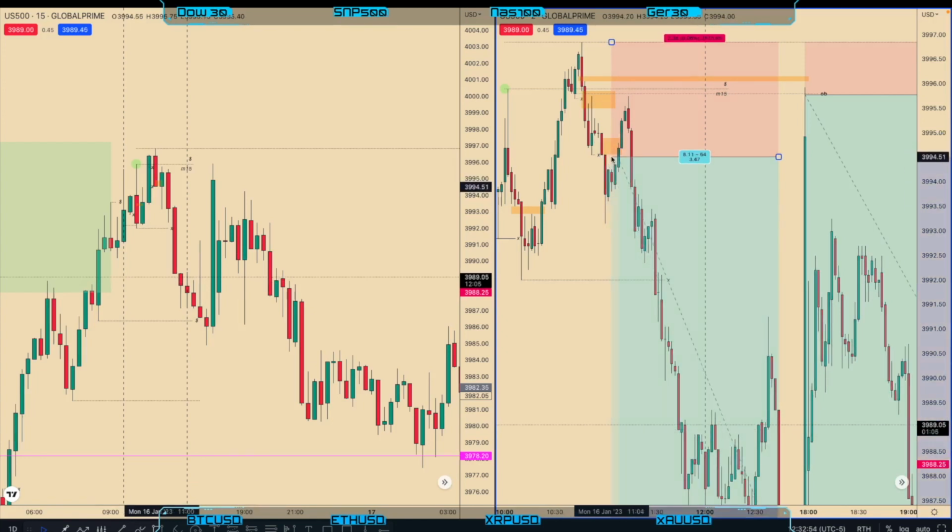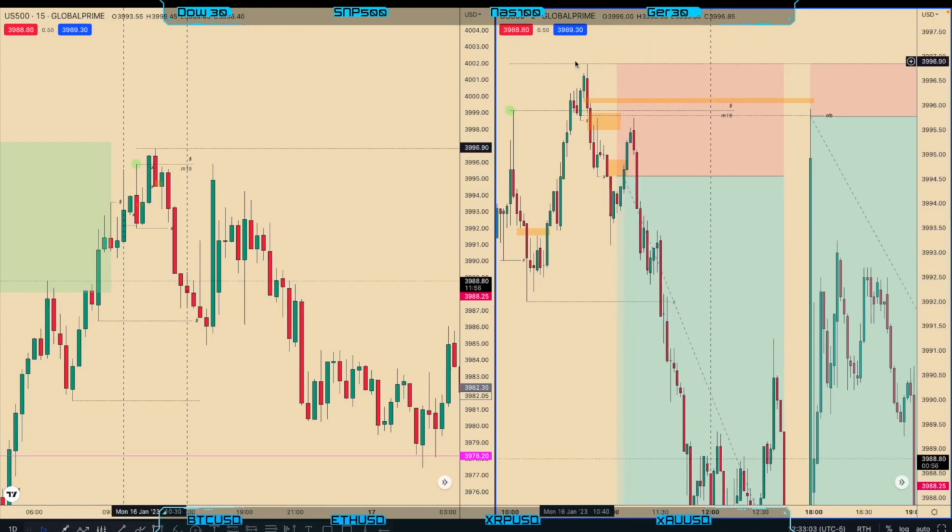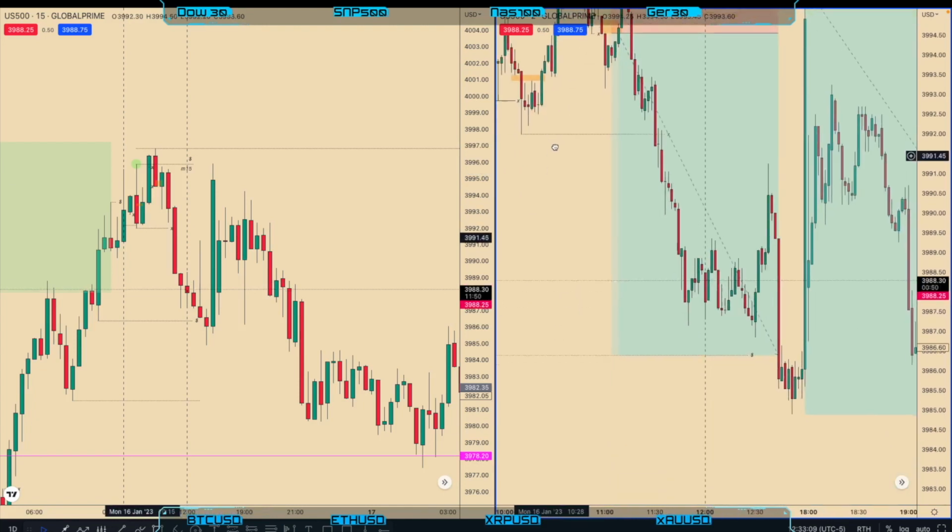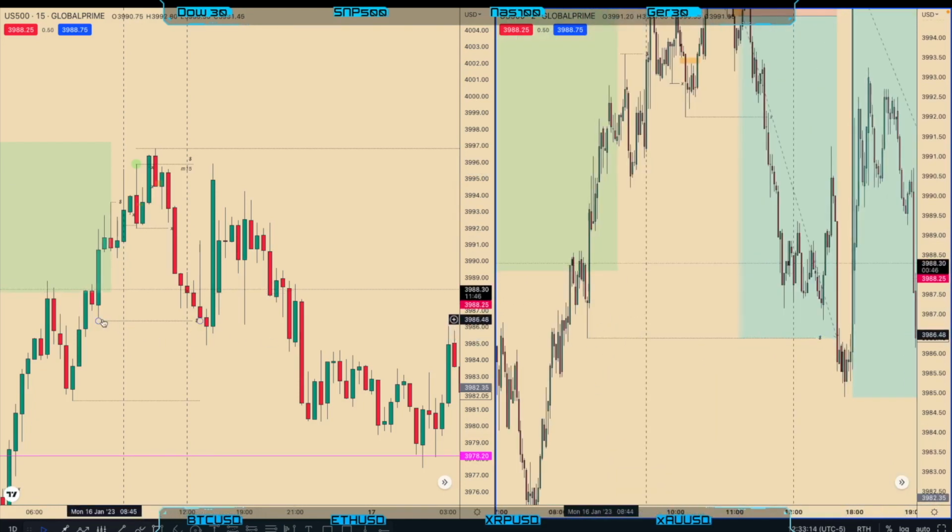Let's actually fix this up. My entry was here. There we go. So price traded back into that imbalance. This was the entry. Our stop was above this swing high for the manipulated range. And then we just looked for price to target our M15 sell side liquidity, which was here, with this swing low right here.